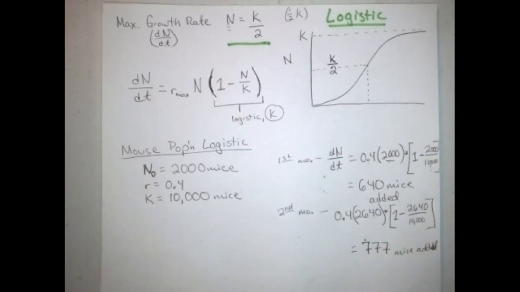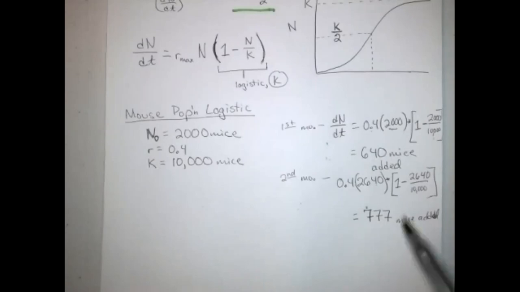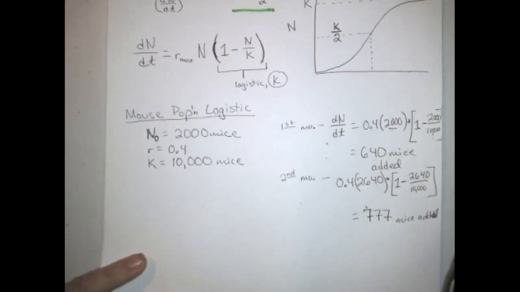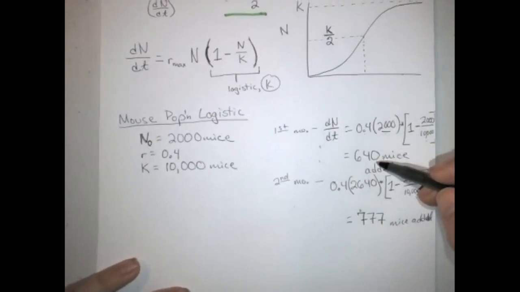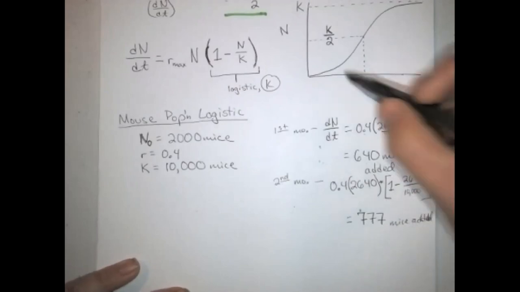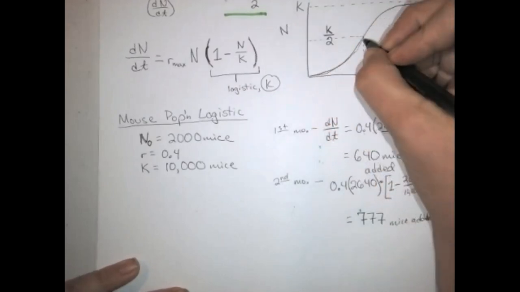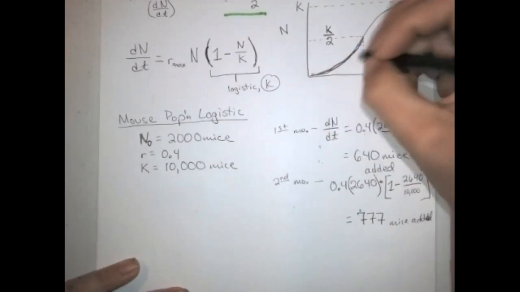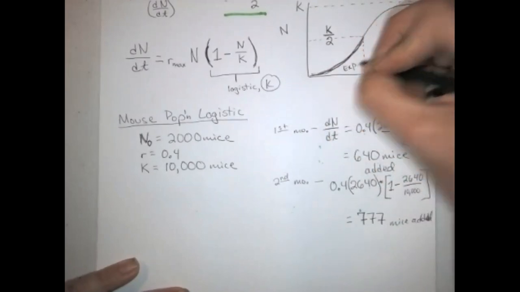Okay. Now, we can see that the growth rate is actually increasing. So the number of individuals that are added to the population is getting bigger and bigger and bigger in this first part of the curve. So this is more or less exponential growth.